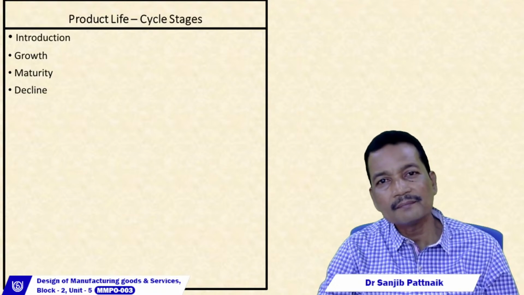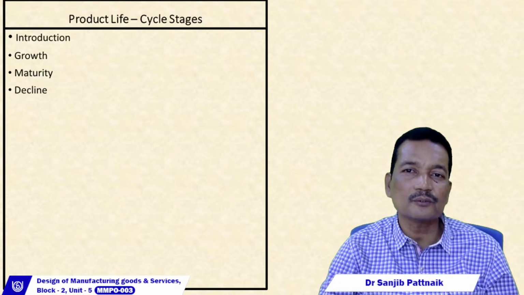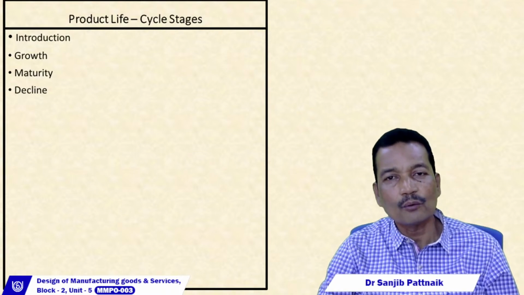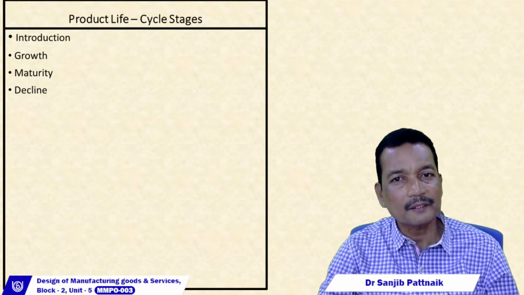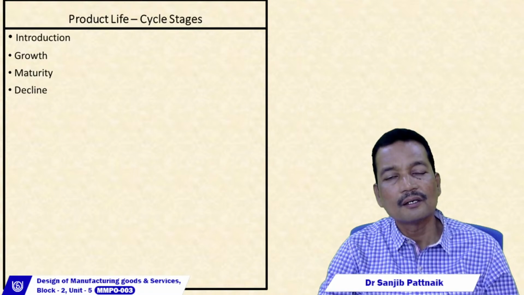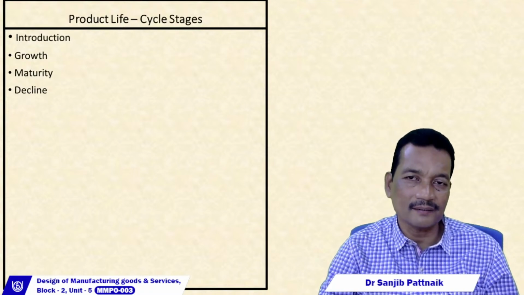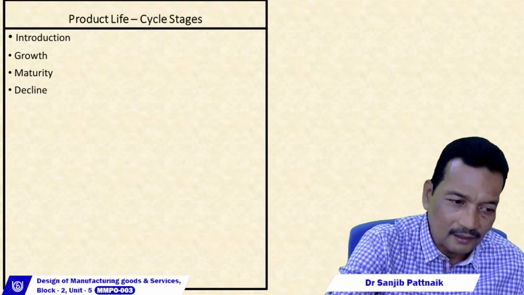Then finally, when more advanced new products will enter into the market, the older versions, older products, adaptability or sales in the marketplace will start declining. That is the last stage of product life cycle.